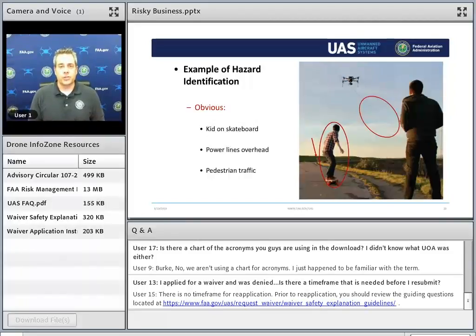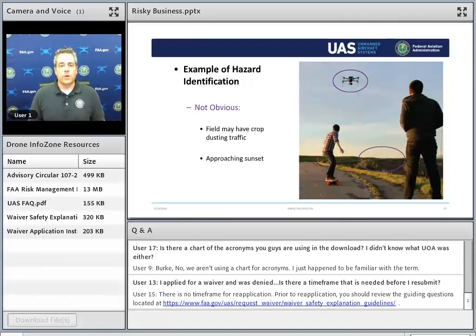So let's take a look at this picture again. I mentioned we'd come back to that. This picture here, let's do an example of hazard identification. Let's look at the obvious ones in there, right? So you can look at the obvious, and I've circled them, and there may be more that you spot there as well based on your experience in education and aversion to risk.